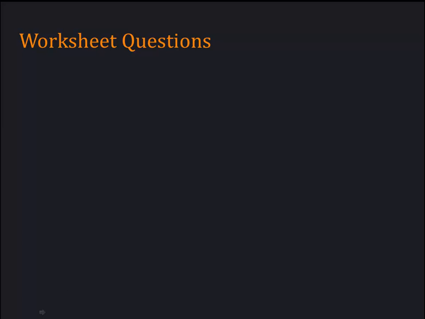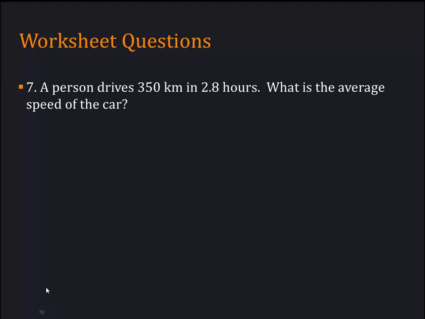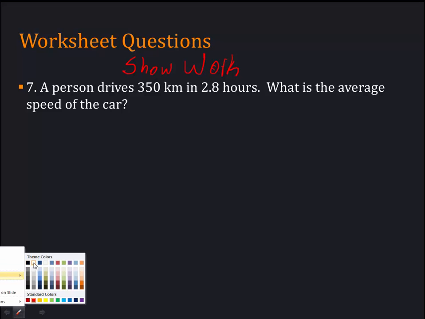Now, let's take a look at a couple questions I'm going to ask you on the worksheet, just so you are familiar with how I want these done, so you don't mess up, and also so you know how to work these problems. Okay? So, a person drives 350 kilometers in 2.8 hours. What is the average speed of the car? Whenever you're doing a problem, remember, you have to show work. It is imperative that you show work. If you don't show it, you're not getting credit.